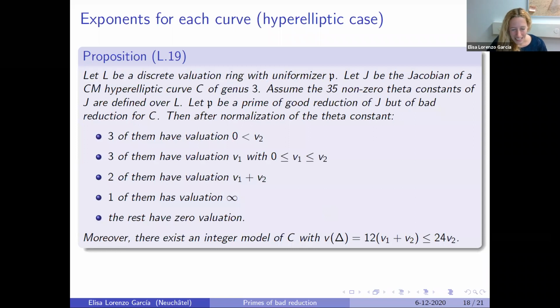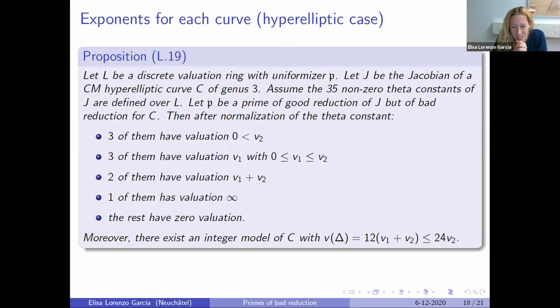So, for stating that, first I need this kind of setup. This is in a paper by me from last year. We have a Jacobian of a complex multiplication hyperelliptic curve of genus 3, and we have a prime of bad reduction for the curve, but it's going to be of potential good reduction for the Jacobian. And then we can look at the theta constants of the Jacobian.